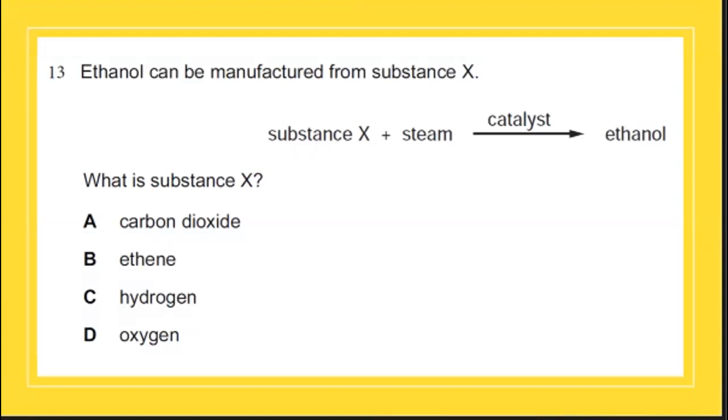Ethanol can be manufactured from substance X. Substance X plus steam, in the presence of a catalyst, gives us ethanol. And they ask us, what is substance X? So, let me give you 30 seconds to try this one. Let me see what you think the answer for this one is.